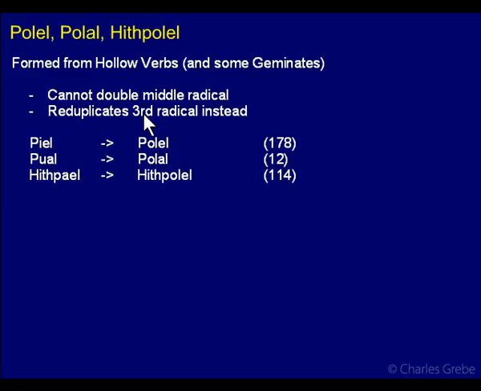And what happens is, in the hollow verbs, you do not double the middle radical. So if you have something like kum, to rise, and you want to make a Piel, a Pual, or a Hithpael, any of those three, the key feature there is you double the second radical. But the second radical here is a vowel. Remember, this is that semivowel, that mater. And so, in fact, it doesn't double.